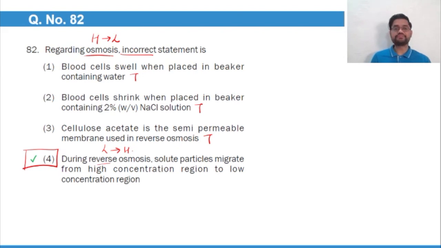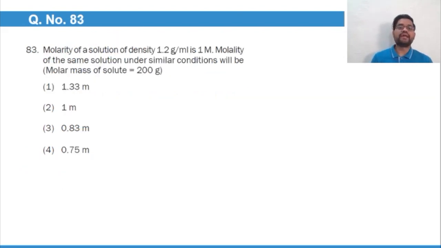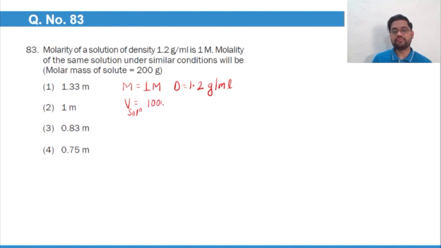Clear? Next, 83. Molarity of a solution is 1 molar. Density is 1.2 gram per ml. Molality of the same solution. So we have molarity, we have density. What will be the volume of solution? Volume of solution is 1000 ml. What will be the weight of solution? Weight of solution will be volume into density, 1000 into 1.2, that is 1200.